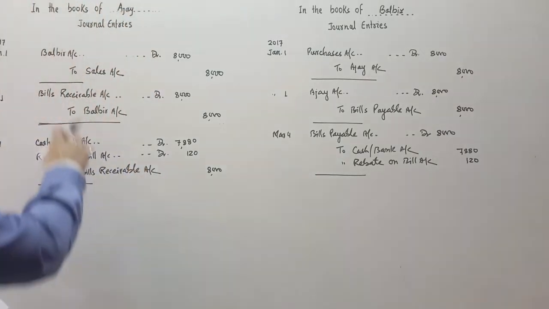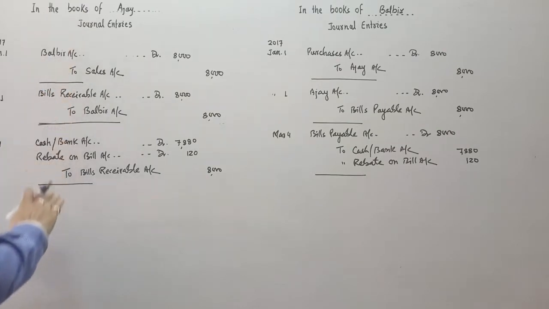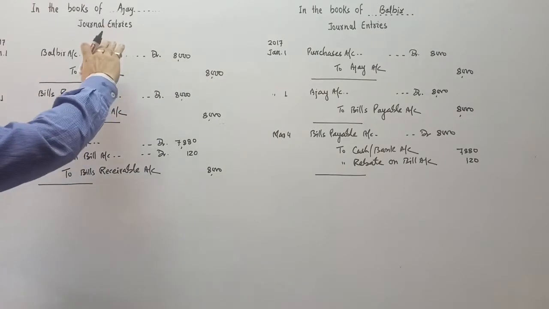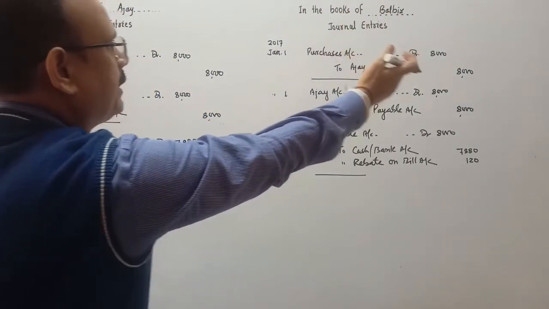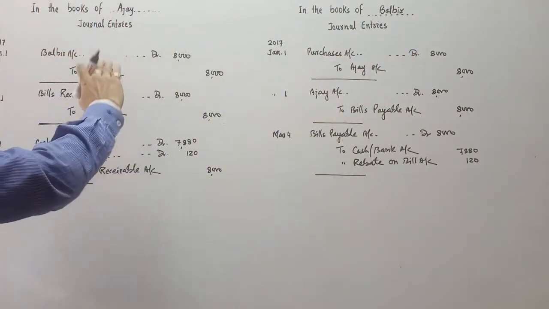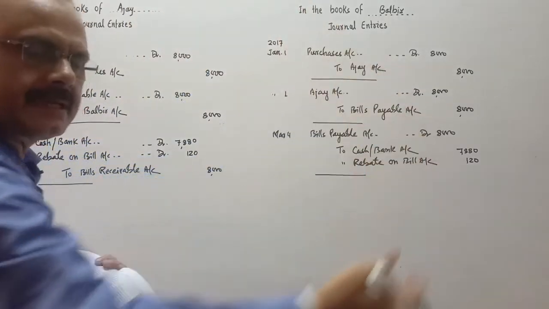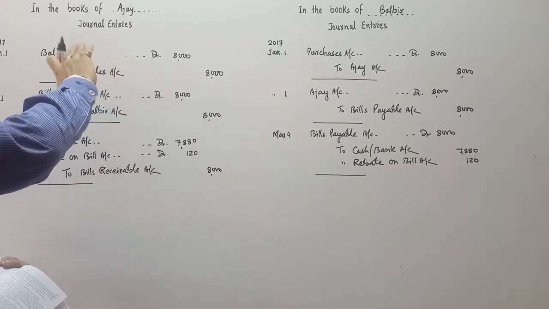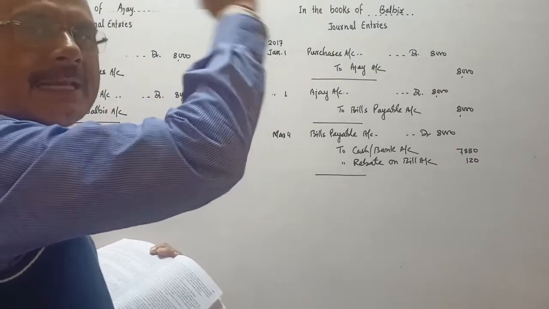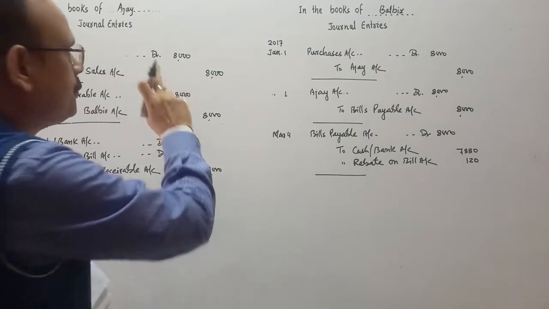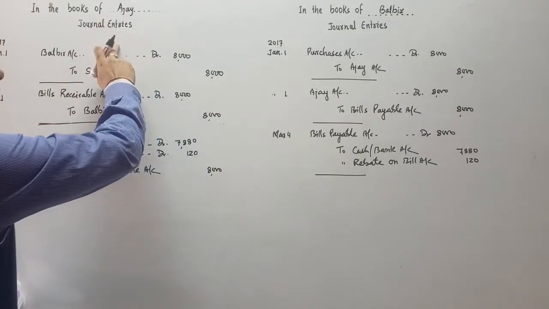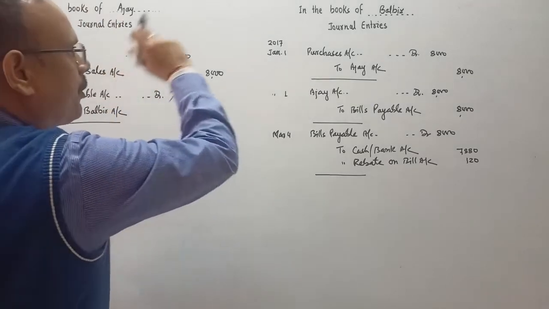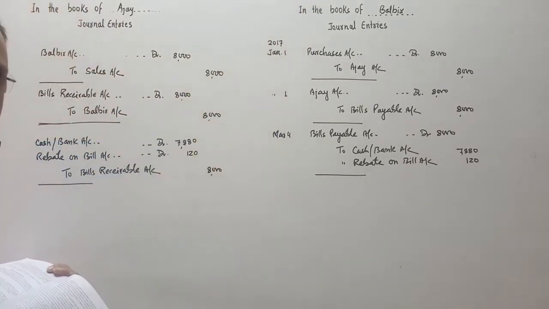So this is the entry in the books of Ajay, and this is the entry in the books of Balbir. Ajay is the drawer, Balbir is the drawee. You can say Ajay is the seller, Balbir is the purchaser. Ajay is the creditor, Balbir is the debtor. Creditor from which point of view? Ajay is creditor from Balbir's point of view, and from Ajay's point of view, Balbir is the debtor.